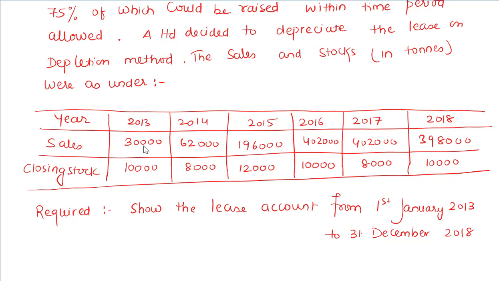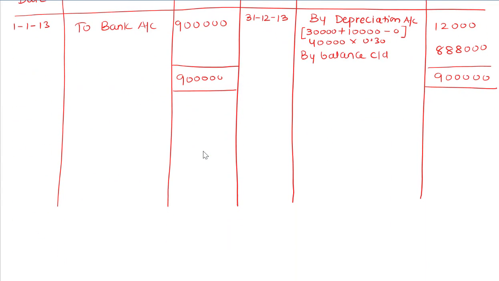See it over here. 30,000 is the sales. Sales plus closing stock minus opening stock, 30 plus 10 minus 0. Now we'll begin for 2014. 1st of January 2014, to balance brought down 888,000. 31st December 2014, by depreciation.